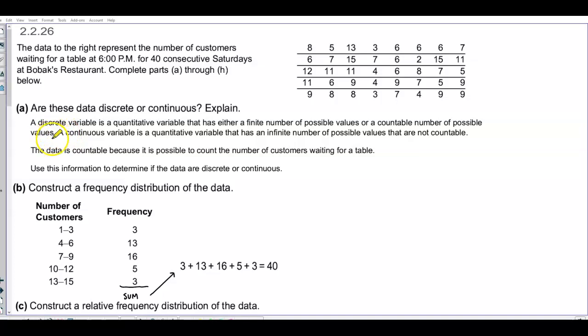Well, let's go back through the definition. A discrete variable is a quantitative variable that has either a finite number of possible values or a countable number of possible values. A continuous variable is a quantitative variable that has an infinite number of possible values that are not countable. The data is countable because it is possible to count the number of customers waiting for a table. So if it is countable, then it is a discrete variable.